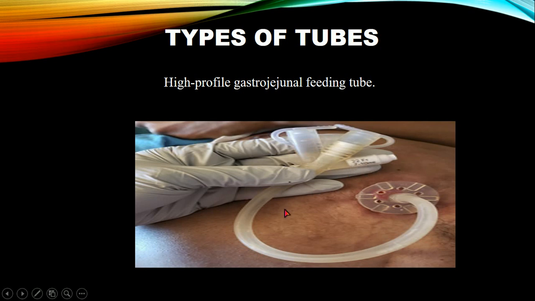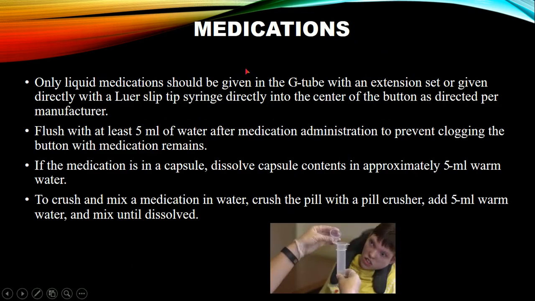Now, when we give medications, there are certain points to be kept in mind. First, only liquid medications can be given. We cannot give solids. We either push it directly with the syringe, or as per the instruction given by the manufacturer. Then flush with at least 5 ml of water after the medication is administered to prevent clogging the button with medication remains. If you don't flush it, the medicines will remain in the button itself and will not go inside. So after medication, you have to give 5 ml of water.